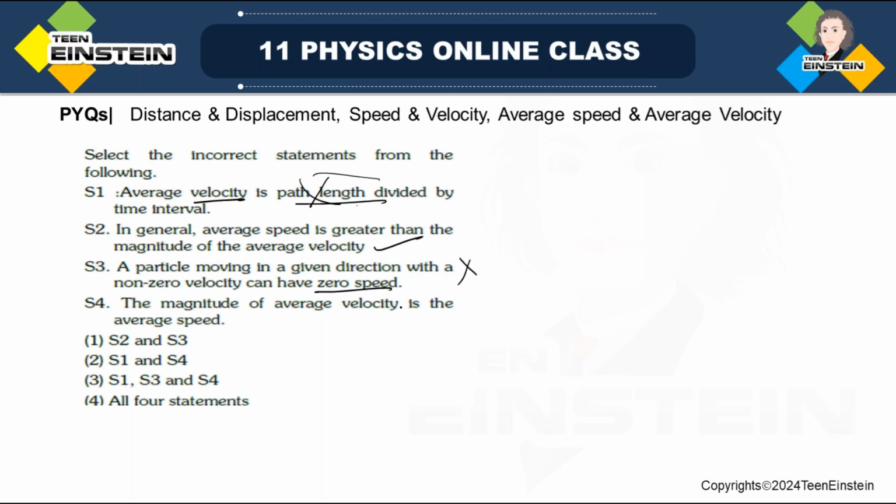Non-zero velocity means there will be displacement as well as distance. The magnitude of the average velocity is the average speed. This is also not true. If both of them are moving with uniform velocity and also in the same direction, same straight line path, then this could have been possible. So you know this 1, 3, 4. So option 3. These are wrong for this question.